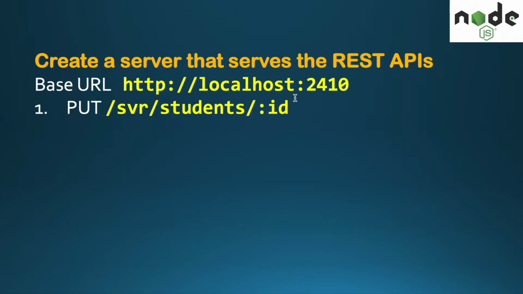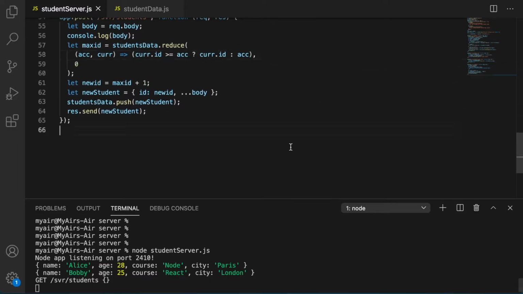So the ID is the ID of the resource. So in this case, it means that we are updating the details of a student whose ID is specified here. So in the body, we will get all the details, the updated details, and this is the ID of the student whose details we want to update. So let's go back to our code.